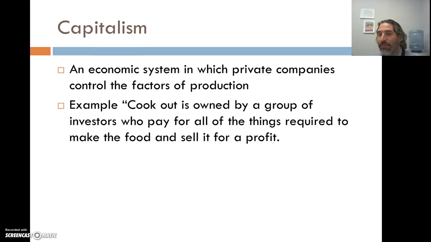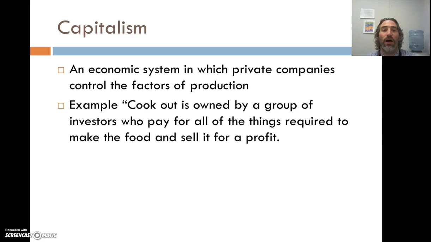Capitalism is an economic system in which private companies control all of the factors of production. We see they're in charge of labor, they're in charge of capital, or the machines that make the good. They're in charge of getting everything put together. So the example I'm using is Cookout. Cookout is a restaurant down the block. They make burgers, fries, hush puppies, and chicken tenders.